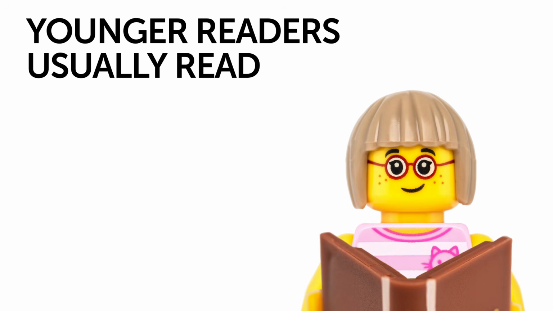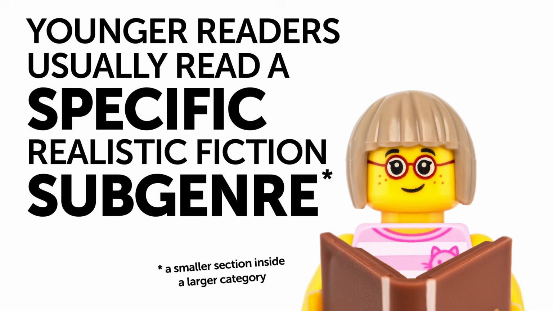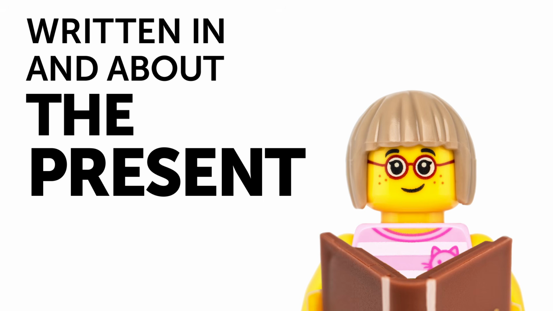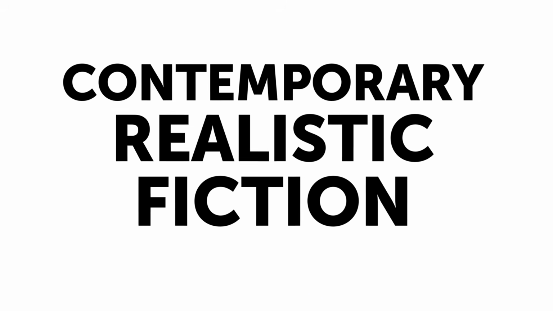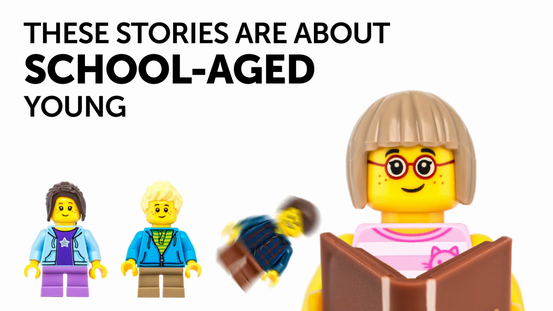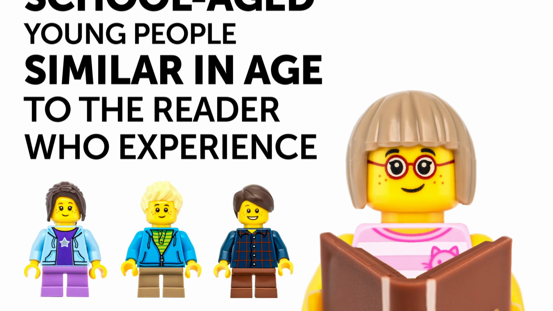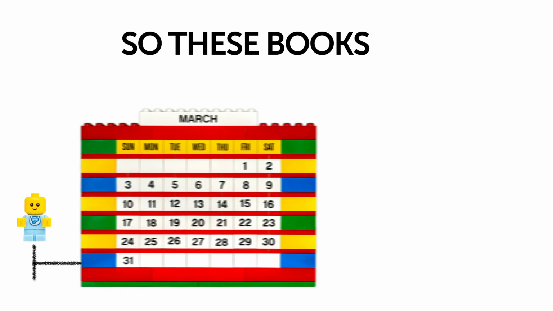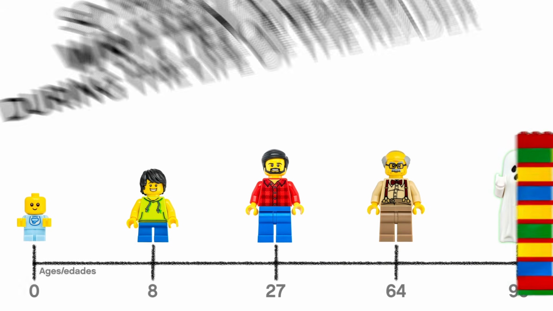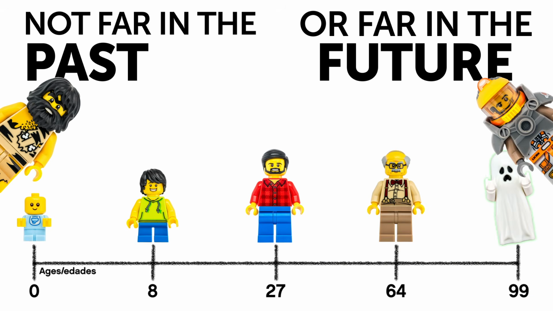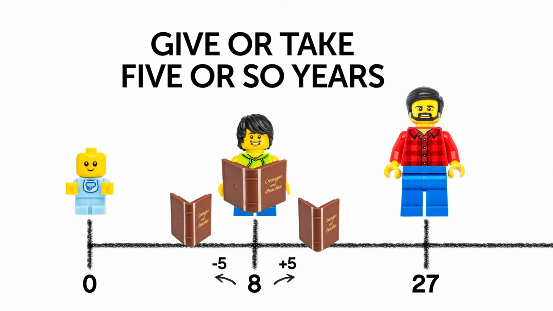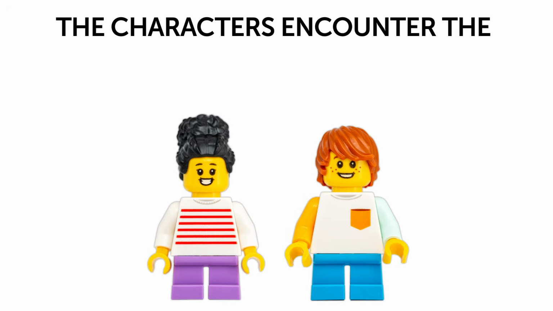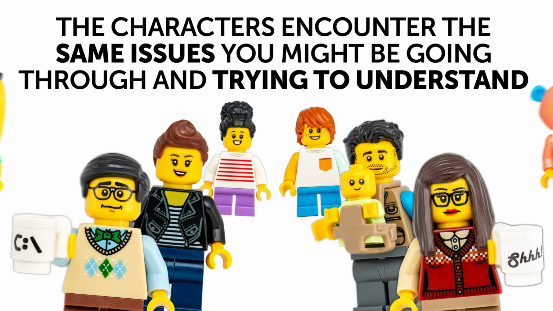Younger readers usually read a specific realistic fiction subgenre written in and about the present called contemporary realistic fiction. These stories are about school-aged young people similar in age to the reader who experience relatable problems readers will connect with and recognize. Contemporary means with your time, so these books are written and set during the life of the reader. Not far in the past or far in the future, but the present, give or take 5 or so years. Contemporary realistic fiction books are great for young readers because the characters encounter the same issues you might be going through and trying to understand.